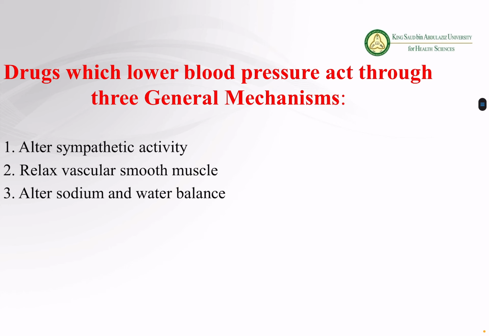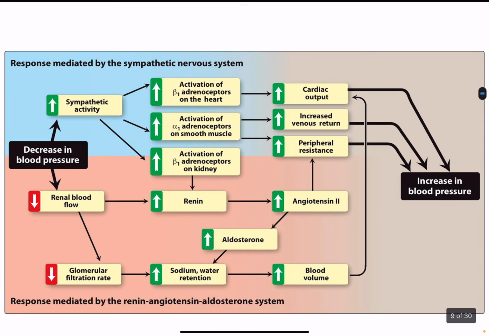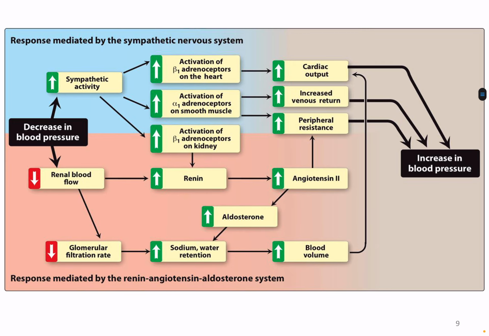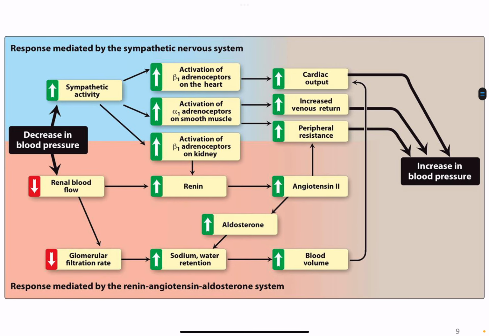So you can see that any drug, for example, we discussed alpha blocker. When we give the alpha blocker here, that alpha blocker stops the activation of the alpha receptor. Thus, there will be a decrease in the peripheral resistance and a decrease in the blood pressure. Or we can give the beta blocker also. Any beta blocker stops the activation of the beta receptor on the heart, and also stops the activation of the beta receptor on the kidney, and thus we have a decrease in the blood pressure.